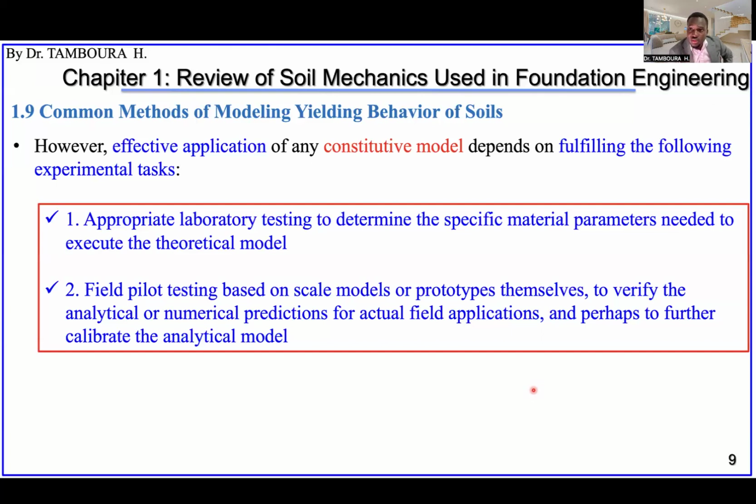You do the lab testing to know. You don't have to do lab testing to have a soil parameter actually. You can do also field testing, for example, CPT test or SPT or any other field testing to obtain the soil parameter. But you need the soil parameter as input data. Okay, so you got the input data. The output now has to be validated sometime with the field testing, field loading test, for example.